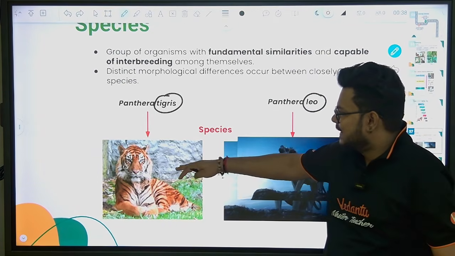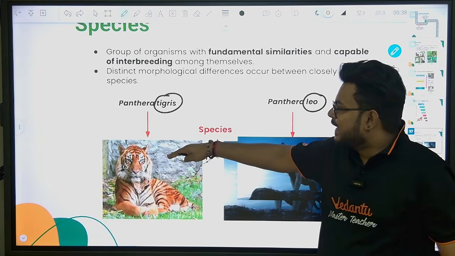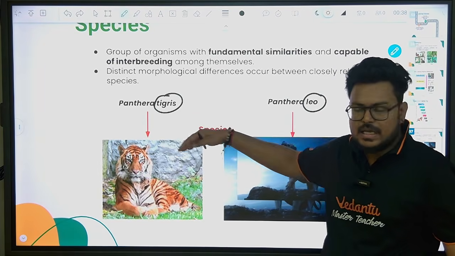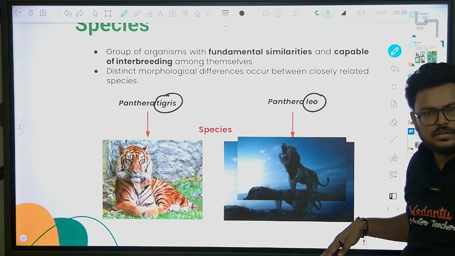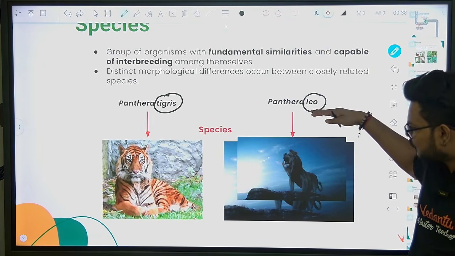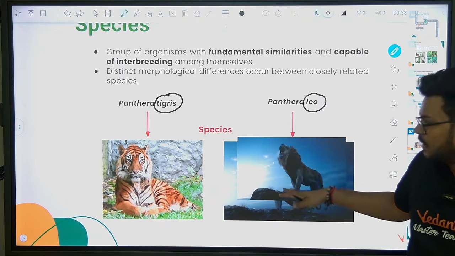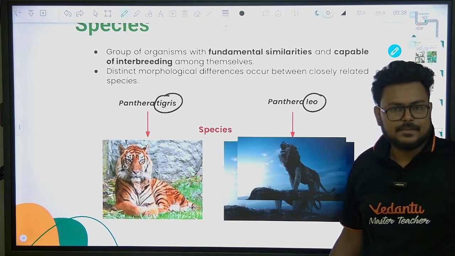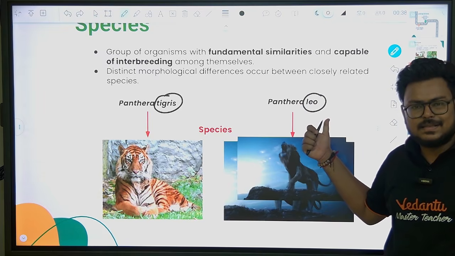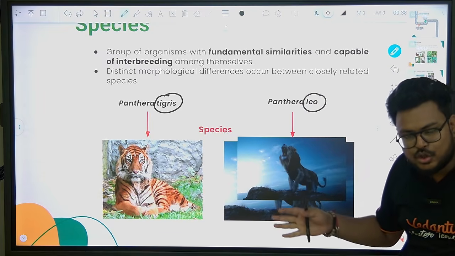So species, they can reproduce. I am talking about tigers only, different types of tigers. Same thing you can take as an example of lions also. Multiple types of lion species we have. So different lion species can reproduce, but lions cannot reproduce with tigers. So tigris is a different species, lion is a different species. So species have the most common characters.